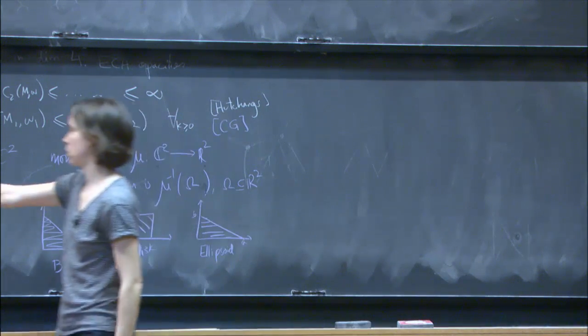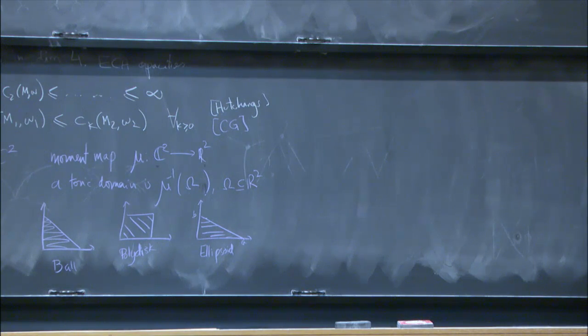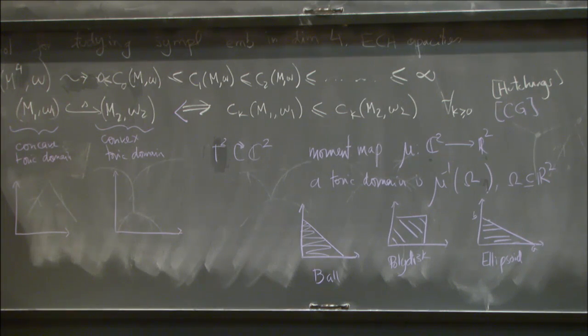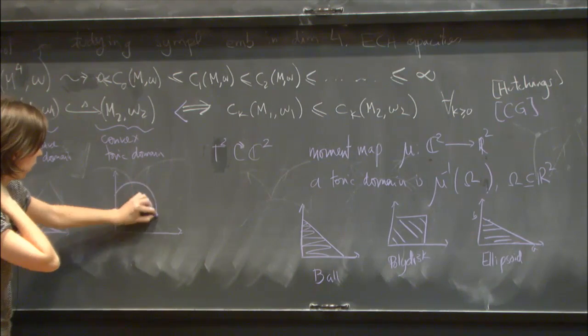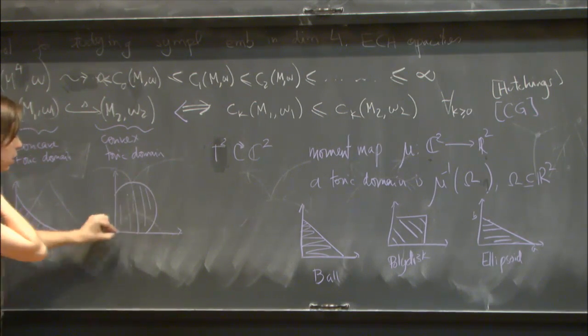And now I should say what concave and convex are. So I'm not going to write down the definition. This will be a definition by pictures. So a concave toric domain is a domain that is bounded by the x and y axes and the graph of a convex function. And a convex toric domain is bounded by the x and y axes and some convex curve.